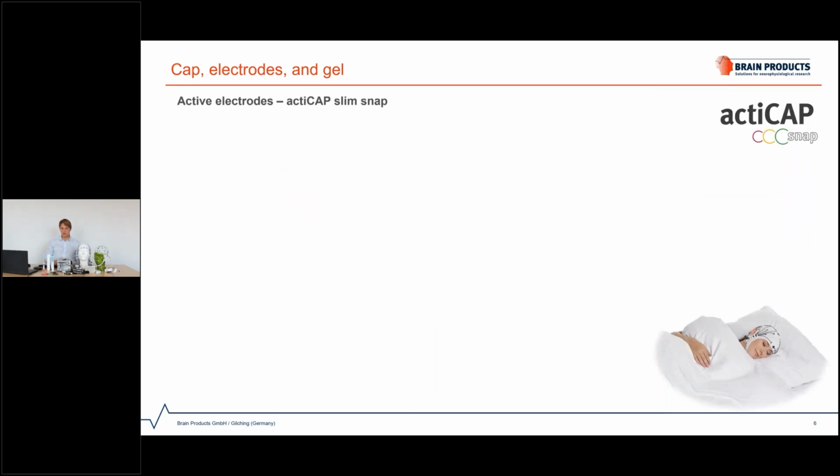The other option is to use active electrodes. Within the Brain Products portfolio, these are called actiCAP. The active electrodes have recently been redesigned to have a very slim profile, hence the name. They are still lightweight and robust. The connector, the metal plate, is still silver chloride, and they are active electrodes. So what does that mean?